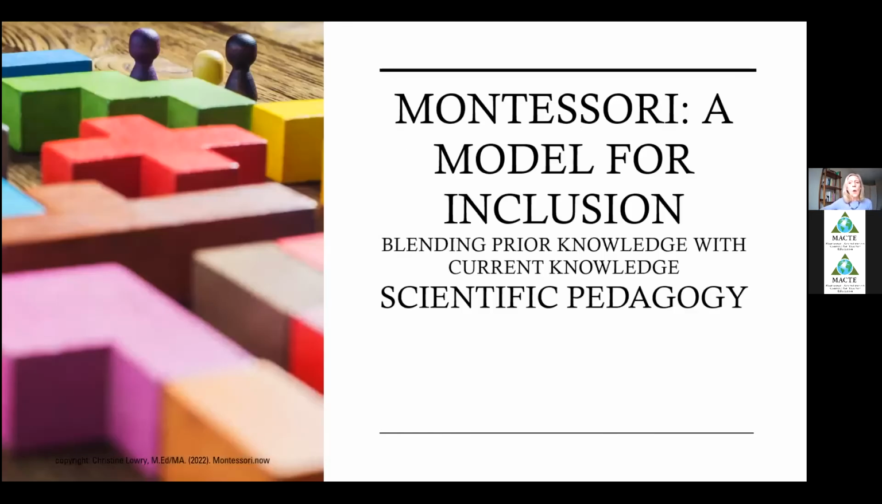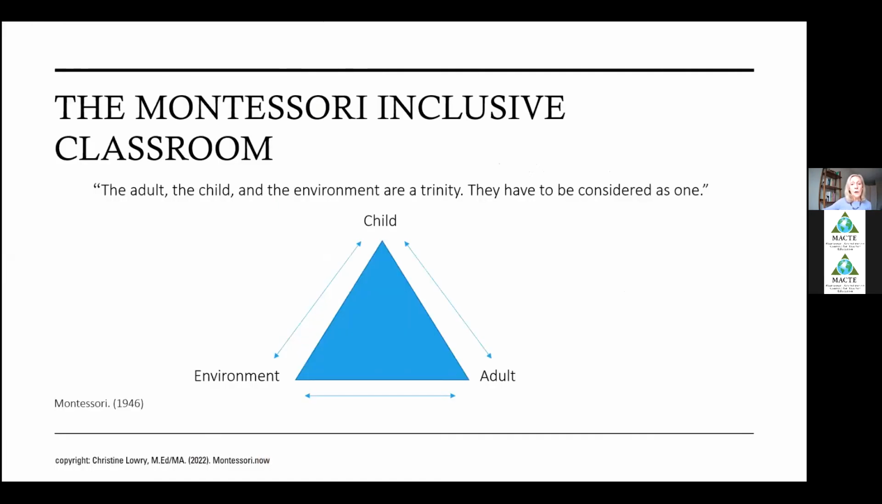So Montessori is a wonderful model for inclusion as long as we are blending our prior knowledge as Montessorians with our current knowledge. I want us to start with what's familiar, our prior knowledge. We know about the triad, right? Dr. Montessori said the adult, the child, and the environment are a trinity, and they have to be considered as one. I want us to think about the dynamic interplay of these three.